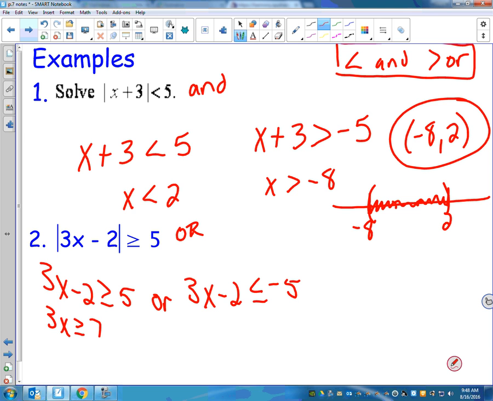So I would add 2 and get 7. X is greater than or equal to 7 thirds. And it's okay to give improper fractions. Improper fractions are actually preferred. Mixed numbers are okay too. What's really not preferred is repeating decimals, right? There's nowhere outside of that class where you ever use a number like that, except chemistry and stuff.